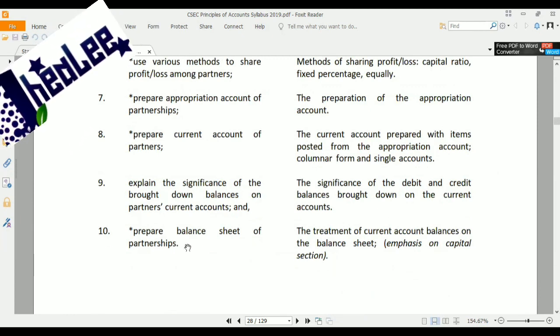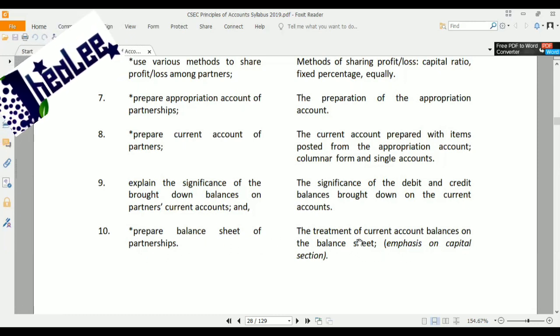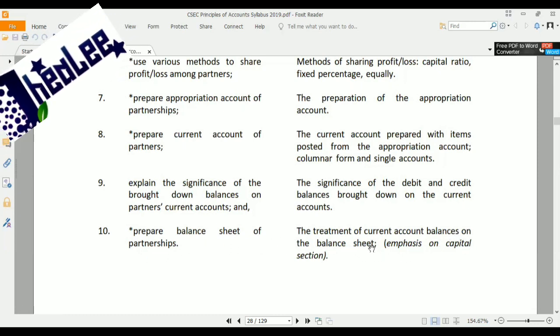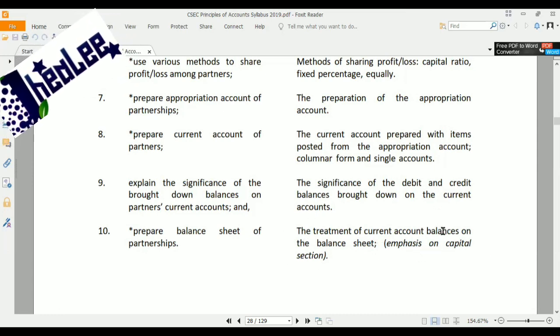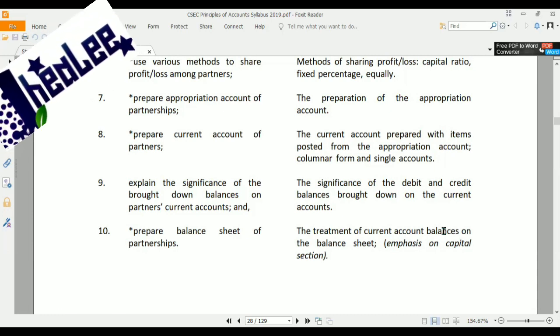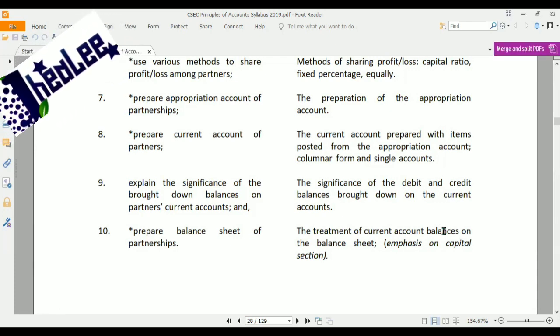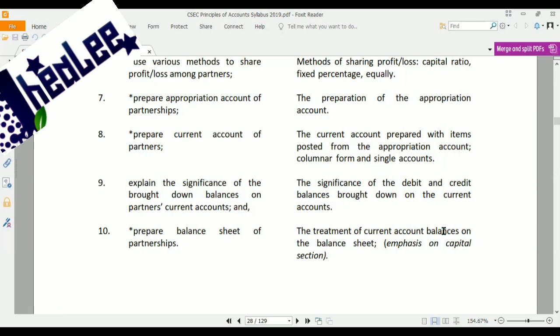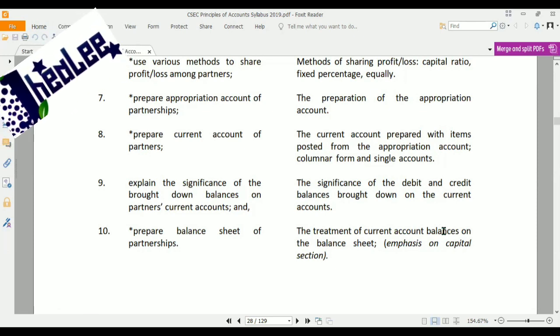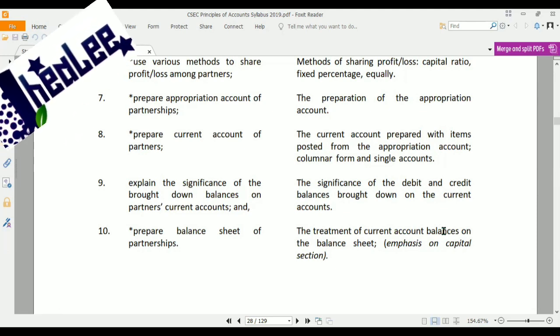And number 10, prepare balance sheet of partnership. The treatment of current account balances on the balance sheet. The emphasis is that the section that would change when you're doing the balance sheet, the difference between the sole trader balance sheet and that of the partnership, is that when you get to the financed by section, it is different. That is where you have the difference, because the only thing that you're doing when you get down to the financed by section of the partnership is that you're showing the partner's capital and you're going to add or minus the current account balance from that, because you're showing the changes in the partner's worth in the business.